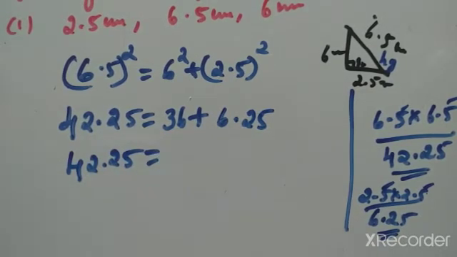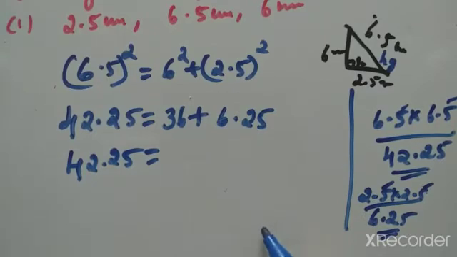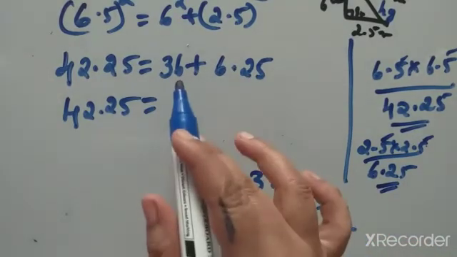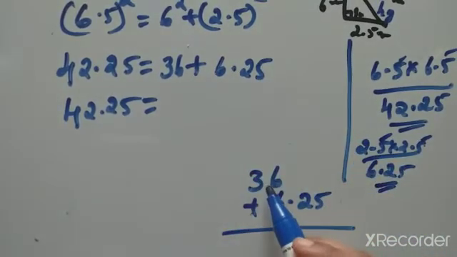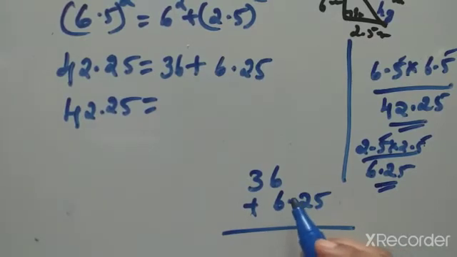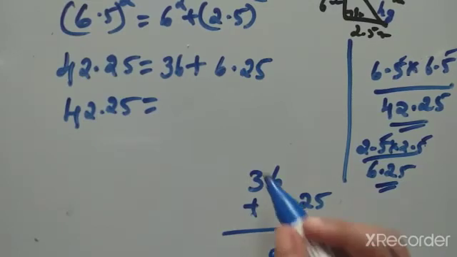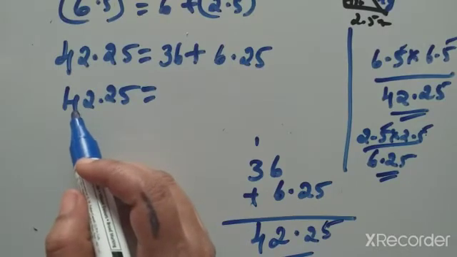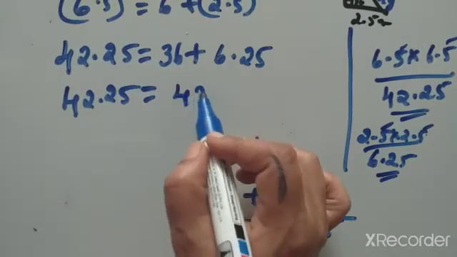Now 42.25 equals, we have to add 36 plus 6.25. Here 36 is a whole number and 6.25 is a decimal number. So 6 is the unit place, then this is the tens and hundreds place. 5, then 6 plus 6 is 12, 1 carry, so we get 42.25. So on the left side it is 42.25, and on the right side also it is 42.25.